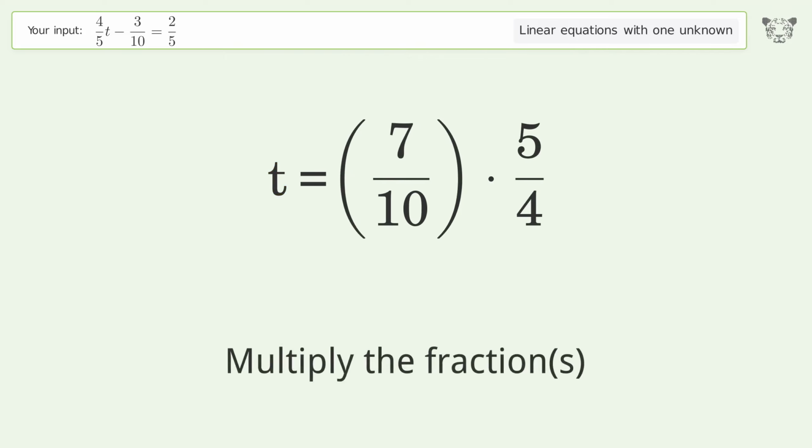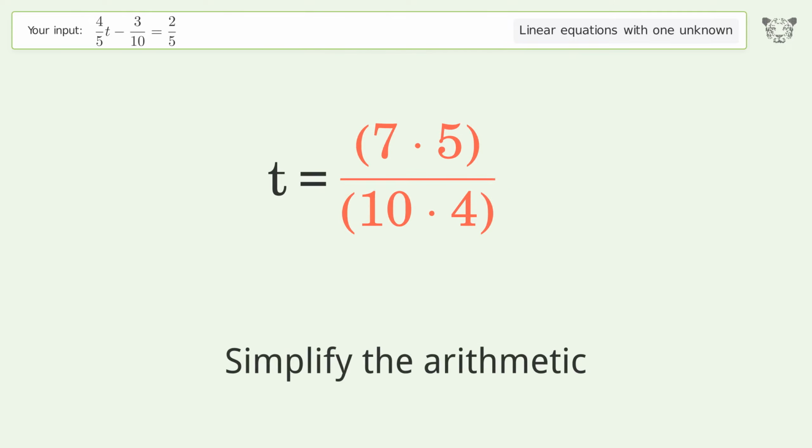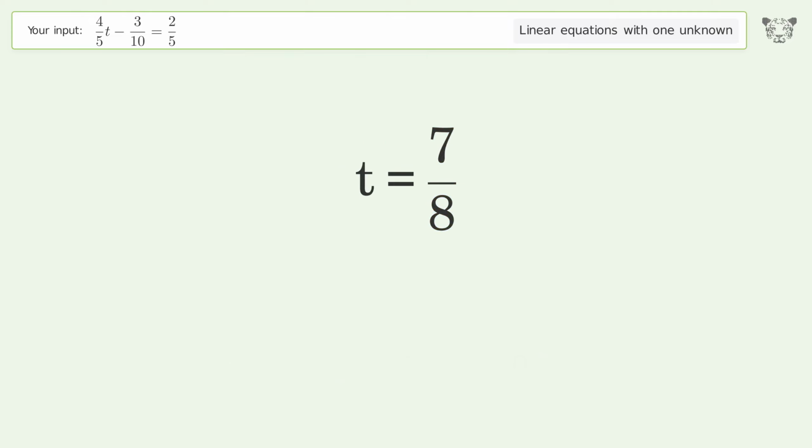Multiply the fractions. Simplify the arithmetic. And so the final result is t equals 7/8.